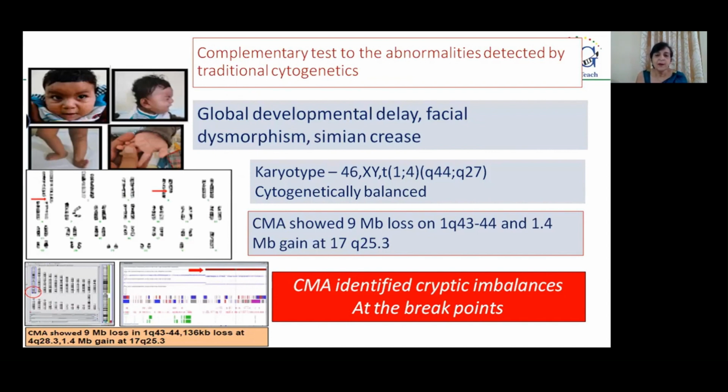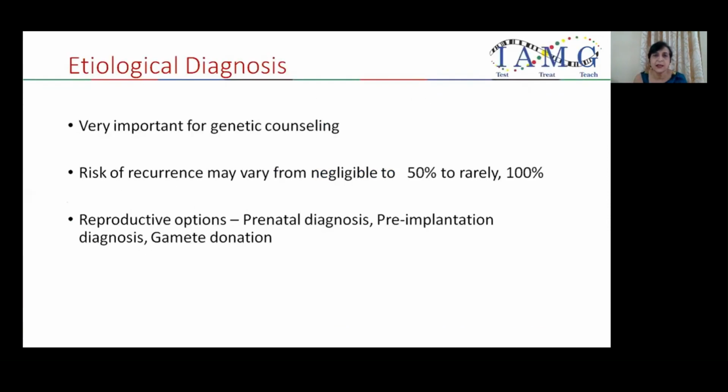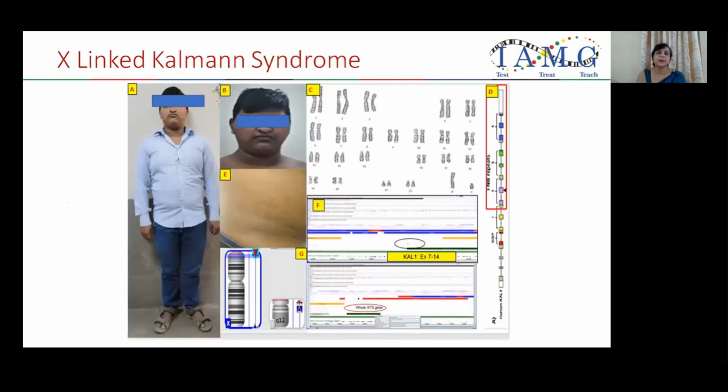Such types of abnormalities can be very many, and very interesting cases can be there. You can find deletions and duplications, even if the karyotype showed that it was looking balanced, but when we did microarray, there was a small deletion in this particular case. Such cryptic or hidden imbalances at the breakpoints may not be detectable by traditional karyotyping. So etiological diagnosis is very important for genetic counseling, and risk of recurrence may vary from negligible to 50%, and prenatal reproductive options can help them.